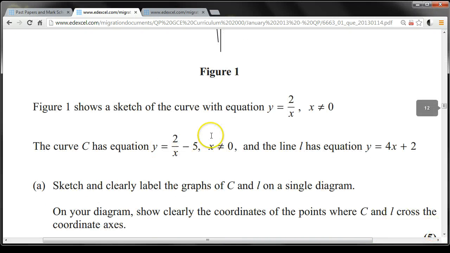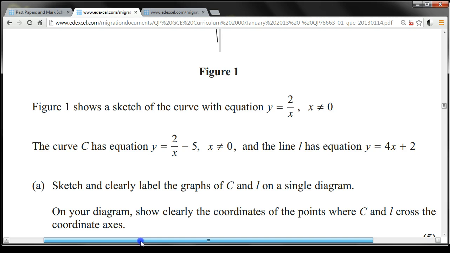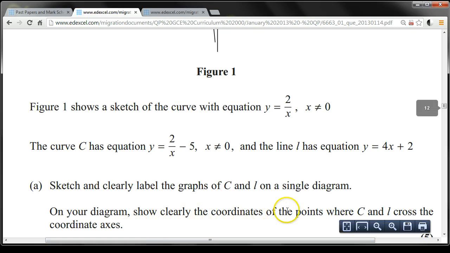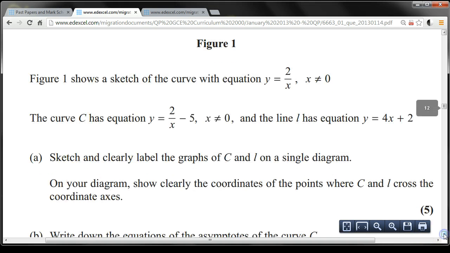Figure 1 shows a sketch of the curve with equation y equals 2 over x, with x not equal to 0. The curve C has equation y equals 2 over x minus 5, with x not equal to 0. And the line L has equation y equals 4x plus 2. Sketch and clearly label the graphs of C and L on a single diagram. On your diagram, show clearly the coordinates of the points where C and L cross the coordinate axes.